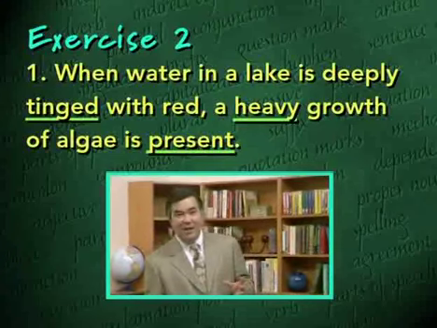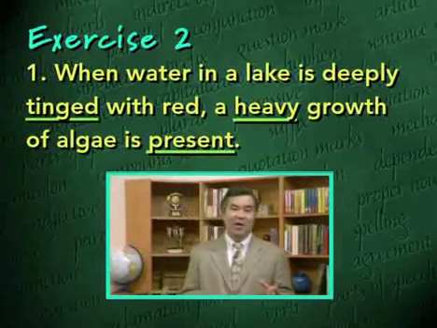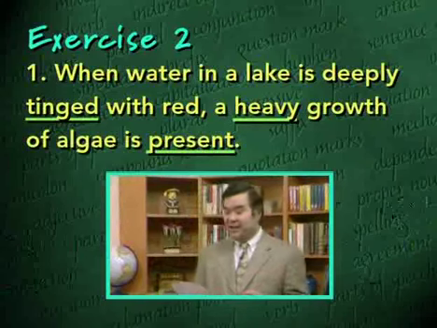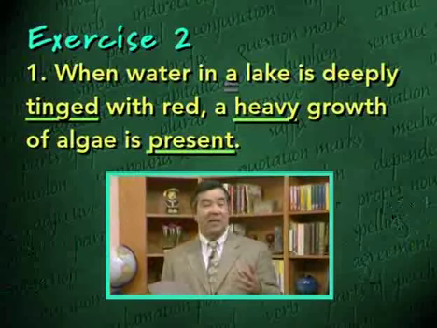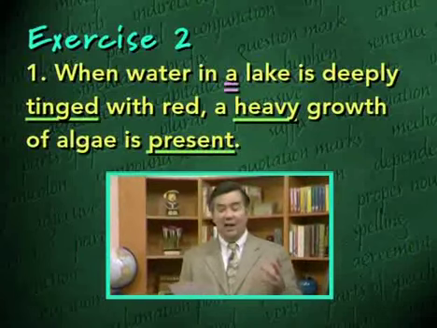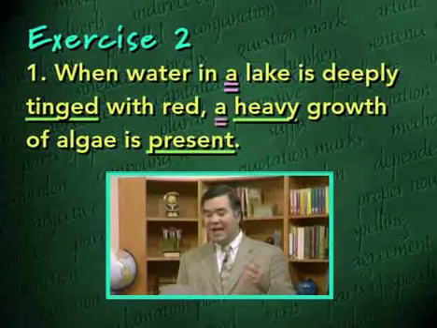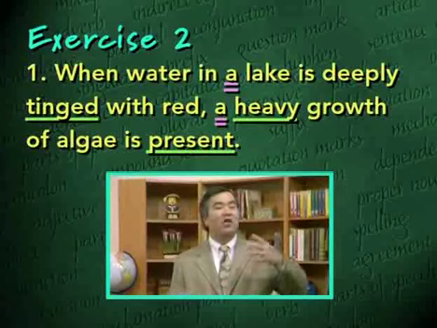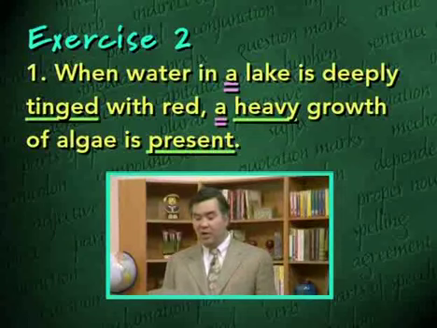Those are easy to recognize because there are just three words that can be articles: a, an, and the. And in this sentence we have the word a appearing twice. When water in a lake is deeply tinged with red, a heavy growth of algae is present. So a appears twice in this sentence, and those are the two articles.